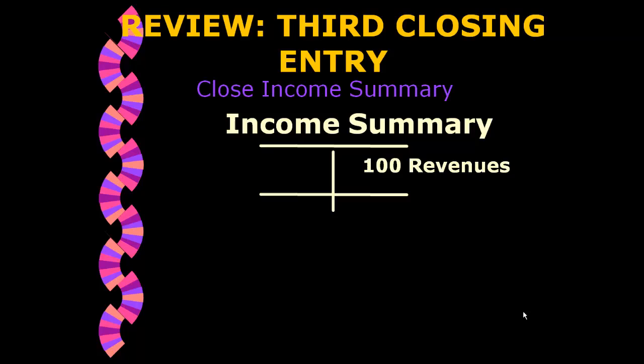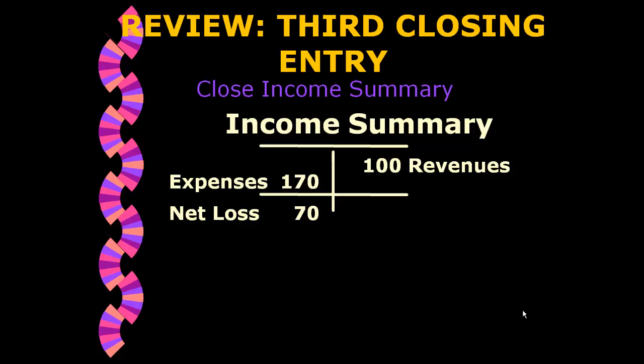Let's suppose that my income summary account has a credit entry of $100 where we closed out revenues. It has the debit entry of $170 where we closed out expenses, leaving me at this moment a $70 debit balance in income summary. That balance is a net loss because the amount of my expenses exceeded the amount of my revenues.